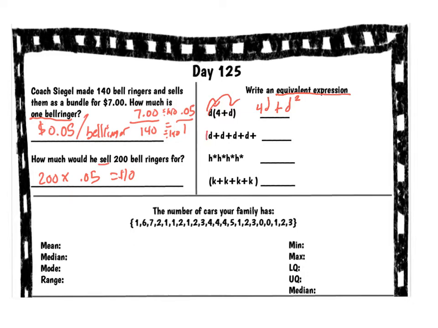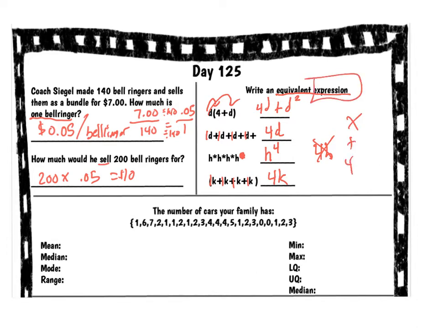Then, remember, this is 1D plus 1D plus 1D plus 1D. 1, 2, 3, 4, that gives you 4D. H times H times H times H, that should not be there. So this would be H to the power of 4. The reason why it is not 4H is because you are not adding them together. And this is 1K plus 1K plus 1K plus 1K, which gives you 4K. I'm trying to get you guys to really understand the difference between multiplication and addition of expressions, equivalent expressions.